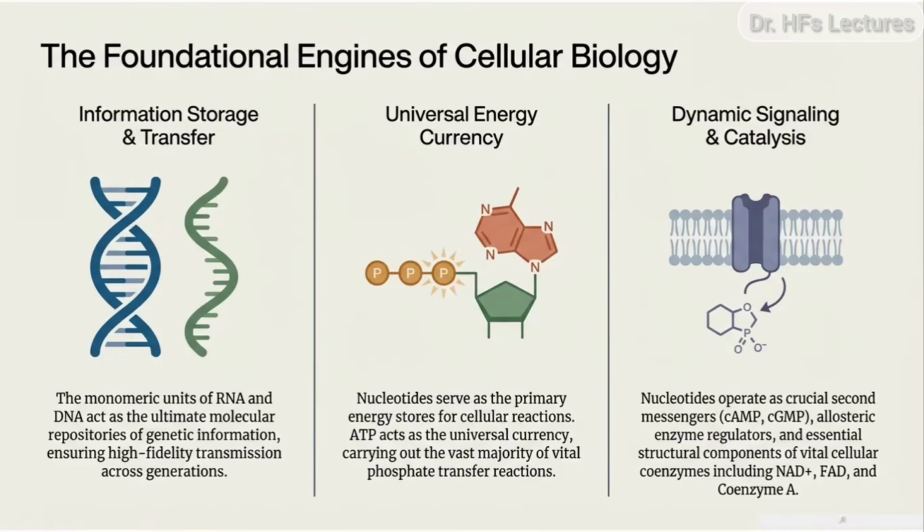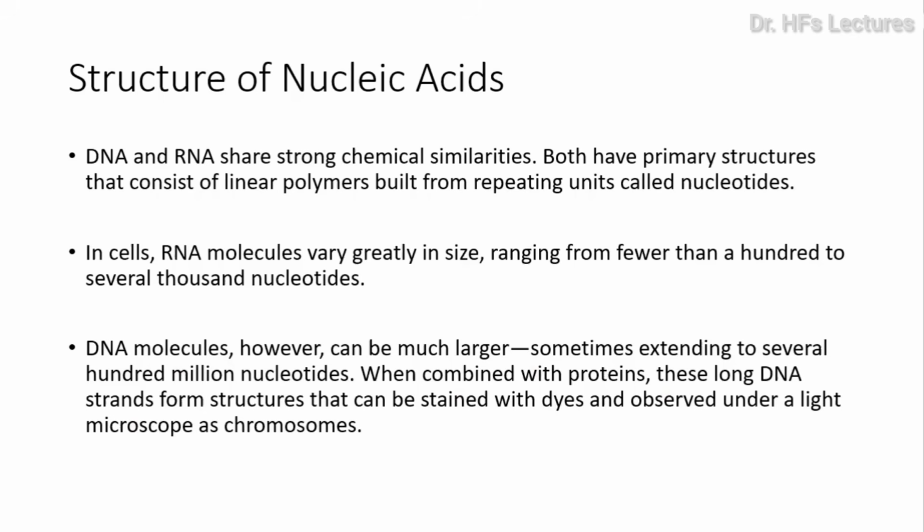They're also used as primary energy sources, particularly ATP, which is the universal currency of energy in the body. They also operate as second messengers in terms of cyclic AMP or cyclic GMP. They serve as coenzymes, which include NAD+, FAD, and coenzyme A. So they serve a diverse range of functions in the body.